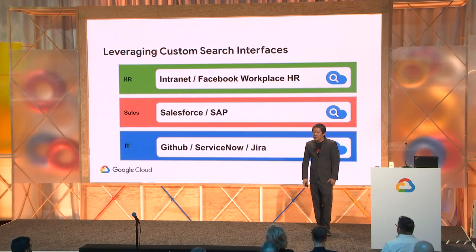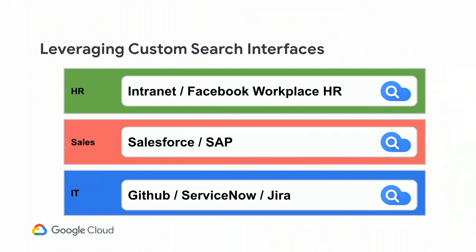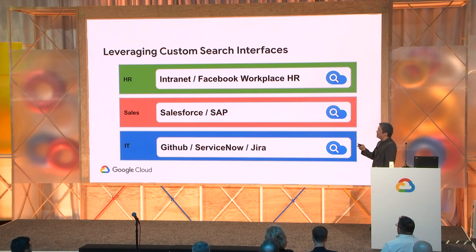All right, so in generic terms, if we look at these colored rectangle blocks, each of these is a custom search interface, and they reside in places that are logical for end users to find them, places they go to every day to do their daily thing. We can see that HR might have the intranet information, Facebook Workplace, HR, etc. Sales has Salesforce and SAP. IT has GitHub, ServiceNow, and Jira.